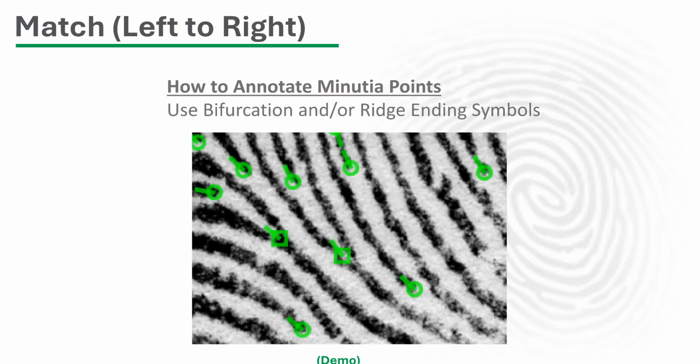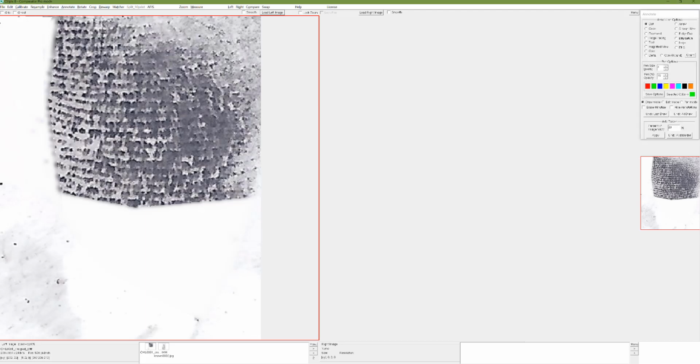Now I'll demonstrate how to use these functions. So I've opened up a latent image on the left. I will go to annotate mode, select a ridge ending symbol. I'm just going to use ridge endings for everything. I'll mark it in green because I'll mark the easy ones first.